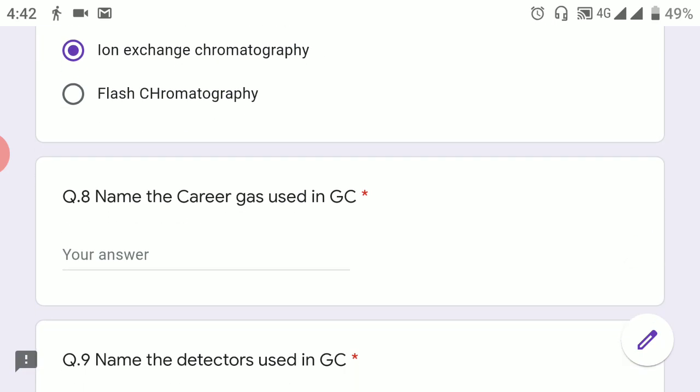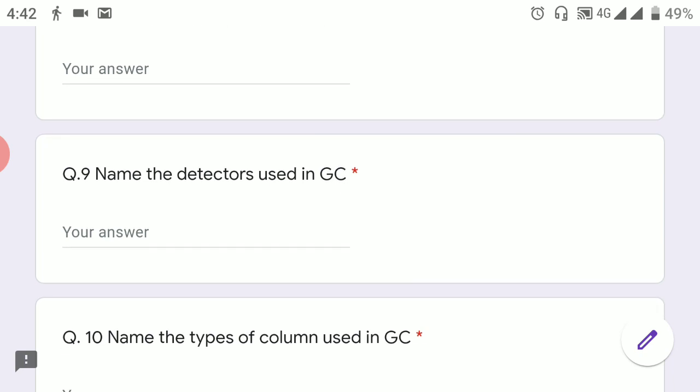Now, name the carrier gas used in GC. If you refer back to the PowerPoint, you will get the answer here. Some of the rare gases like nitrogen, helium, so it was expected to write down at least two gases. So the answer is nitrogen, helium, hydrogen. We can refer back to the notes that I have given to you.